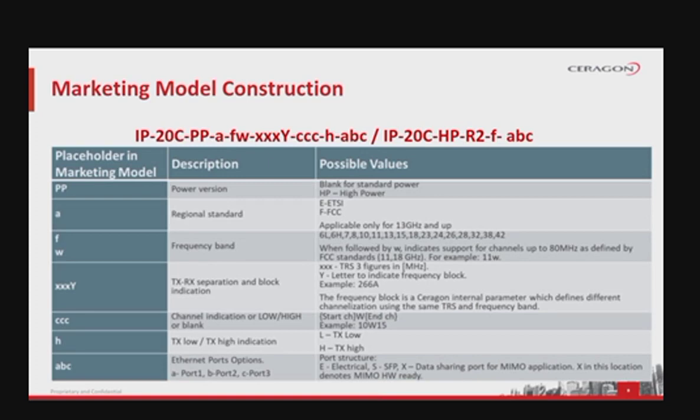Basically the name is made out of the name of the product, ip-20c, followed by the regional standard, then the frequency band, then the TX to RX separation and block indication, channel indication low, high or blank, TX low or high indication, and Ethernet ports options. Here, the EES in our example means electrical, electrical, SFP.